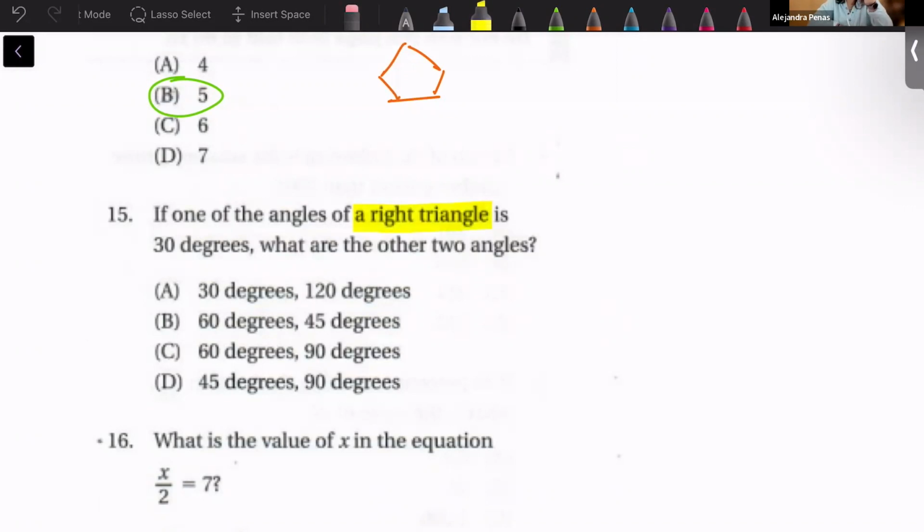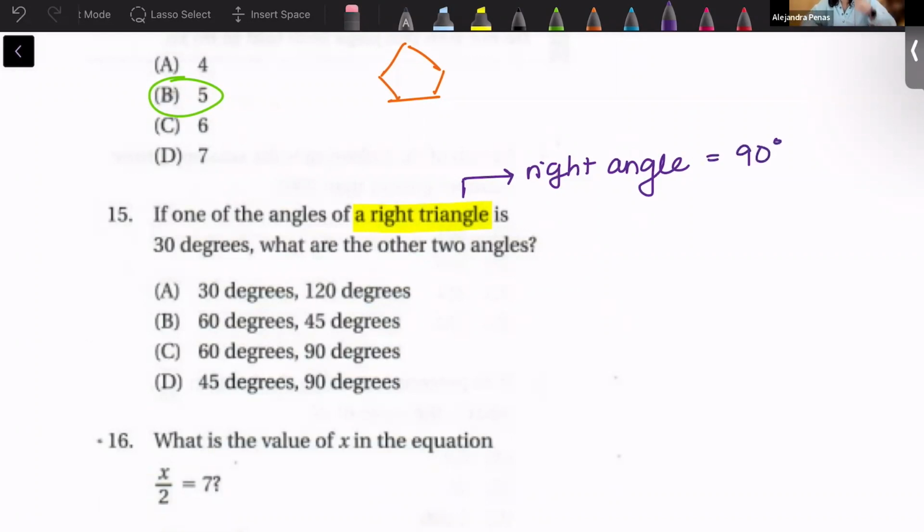Now, what makes a right triangle special is something very basic. It has a right angle. That's it. What is the measurement of a right angle? A squared plus B squared equals C squared. No. Actually, no. That's what Pythagoras said. 90. The measurement of a right angle is 90 degrees.